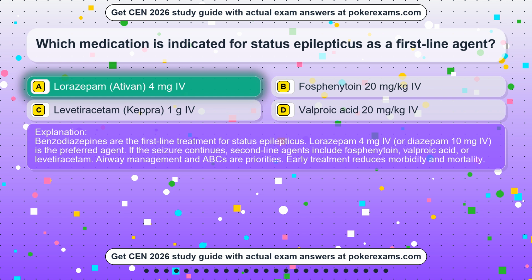Benzodiazepines are the first-line treatment for status epilepticus. Lorazepam 4 mg IV, or diazepam 10 mg IV, is the preferred agent. If the seizure continues, second-line agents include fosphenytoin, valproic acid, or levetiracetam. Airway management and ABCs are priorities. Early treatment reduces morbidity and mortality.